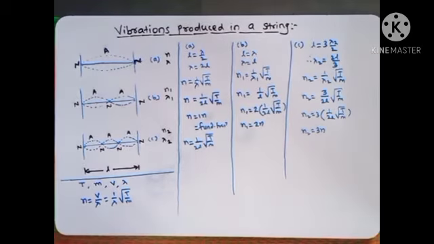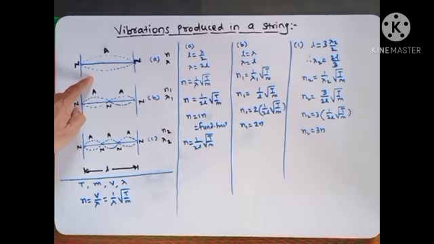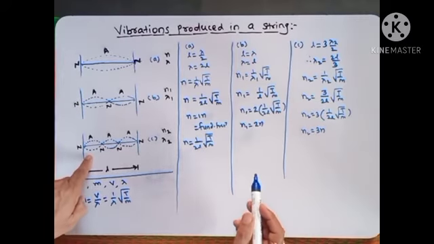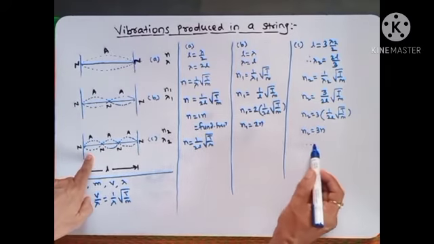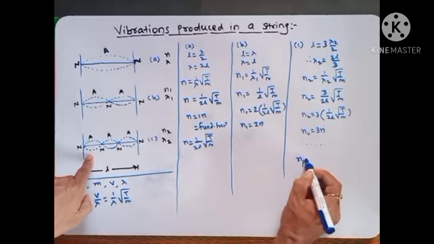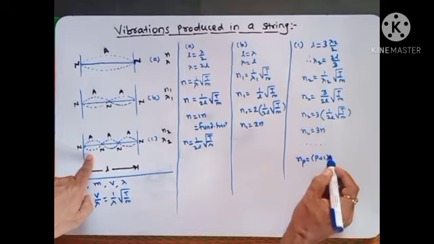This is the next higher frequency. That means whenever there is one loop, N1 equal to N. 2 loops, N2 equal to 2N. 3 loops, N3 equal to 3N. That means as we go on increasing the number of loops, we get Np equal to (p plus 1) into N.